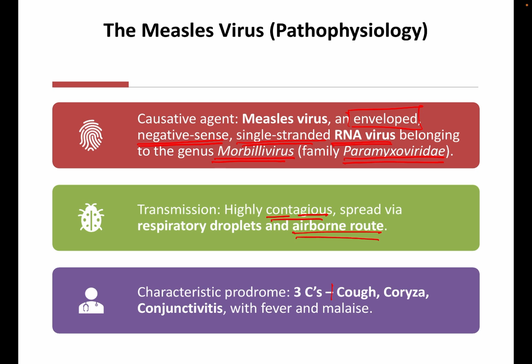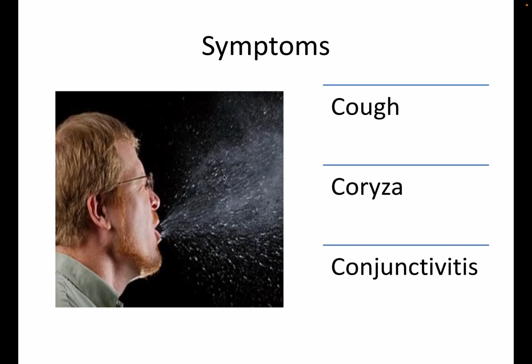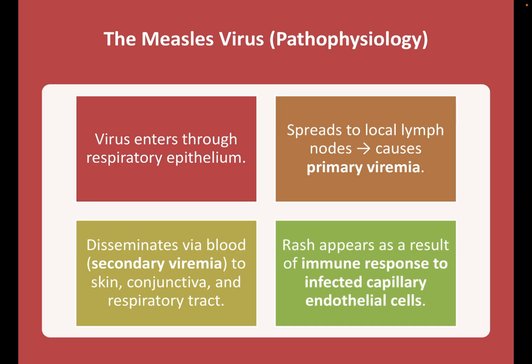So the characteristics are the 3 C's: cough, coryza, and conjunctivitis, with fever and malaise. The measles virus enters through the respiratory epithelium and spreads to local lymph nodes, causes primary viremia, and then disseminates via blood, secondary viremia, to skin, conjunctiva, and respiratory tract. The rash appears as a result of immune response to infected capillary endothelial cells. So this is why the rash appears.